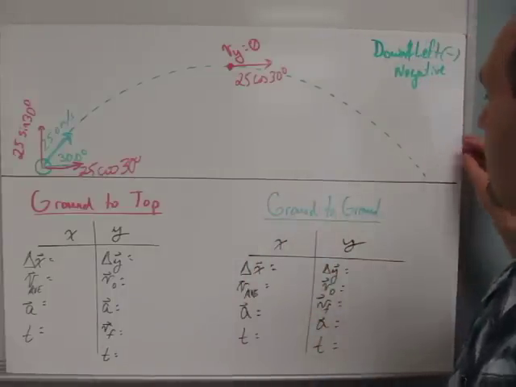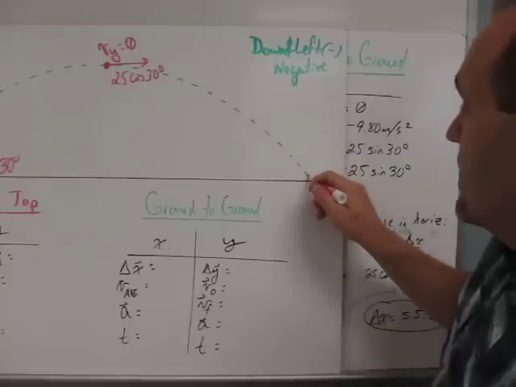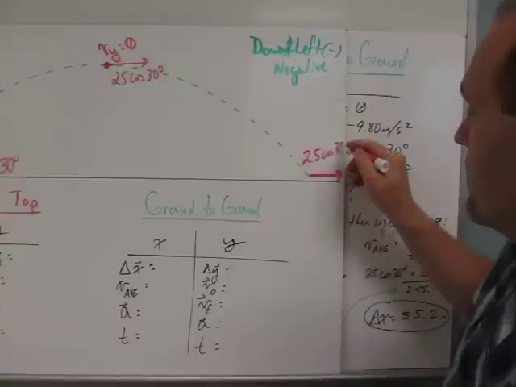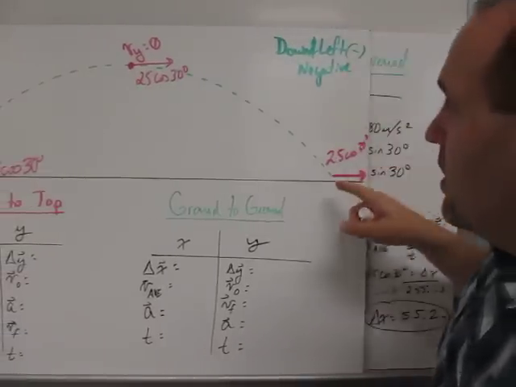At the very end, and I'm going to slide this across just so you can see it, at the very end, that horizontal velocity is still there. That is 25 times the cosine of 30. But now we also have a vertical velocity.